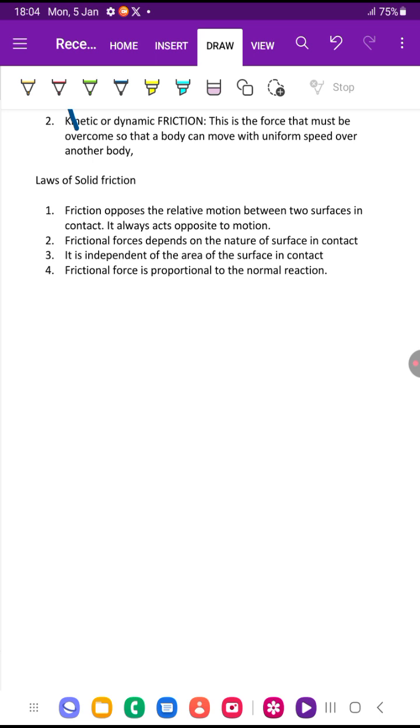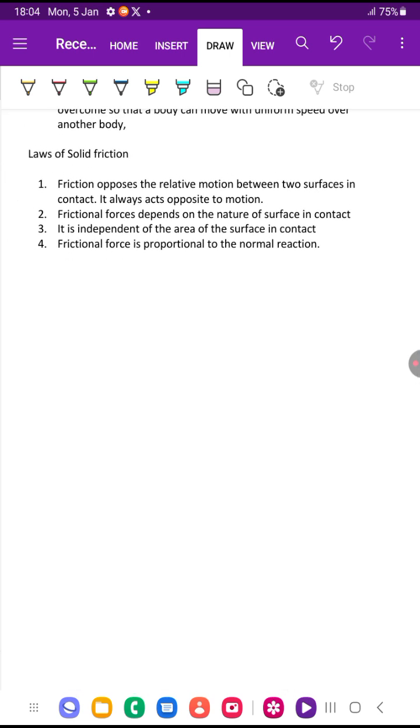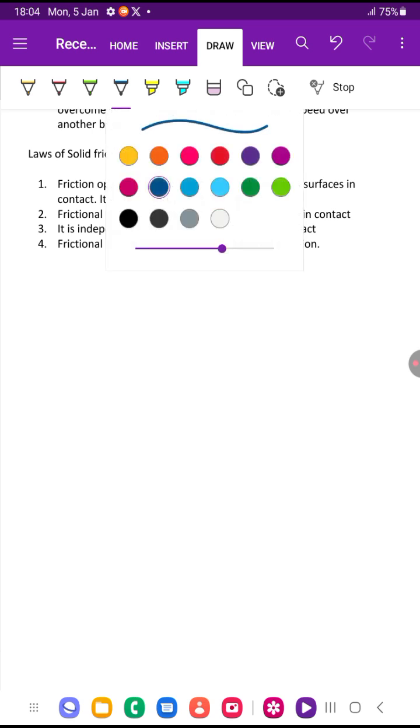So these are the kind of questions that usually come out in JAMB sometimes, like theory questions that don't need calculation. So know that frictional force depends on the nature of the substance, and it is independent of the area. And frictional force is proportional to the normal reaction.